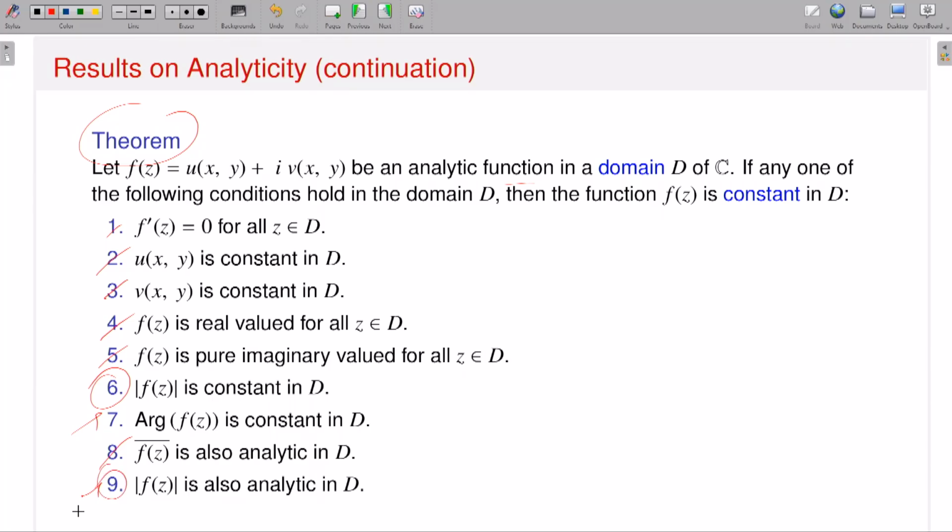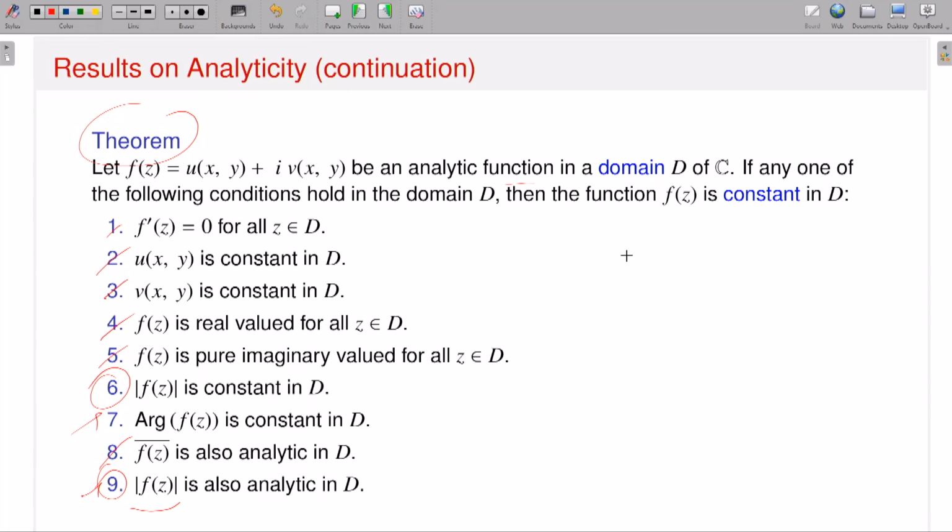So what is 9? 9 says that you have a function f which is u plus iv, which is an analytic function in a domain. Along with that, I demand that mod of f is also an analytic function. Then I have to show that f has to be constant. There also you can easily see how to approach it, or you can guess it.